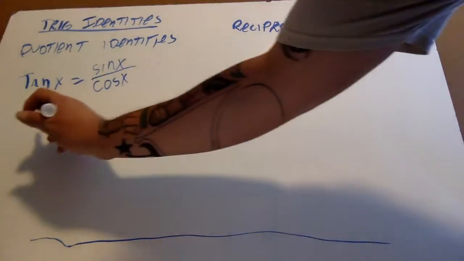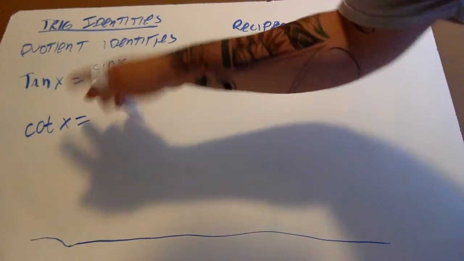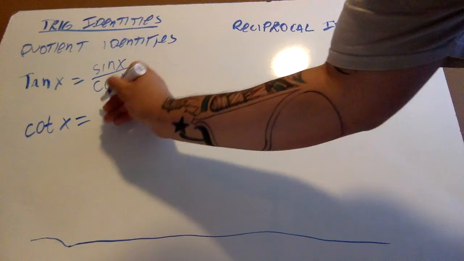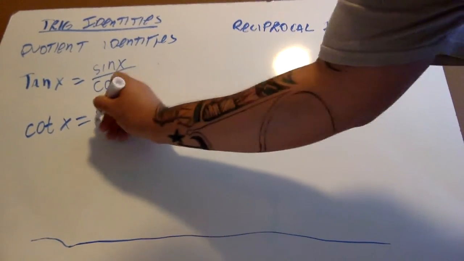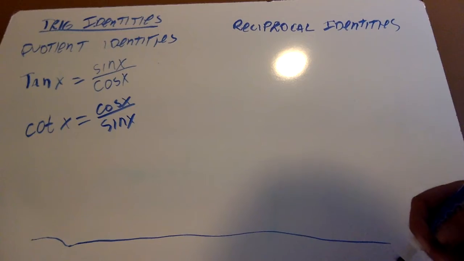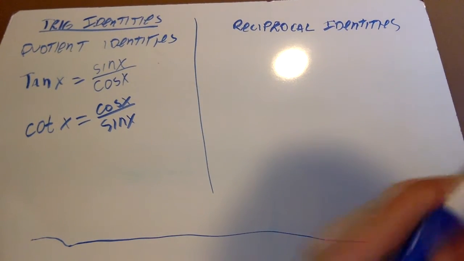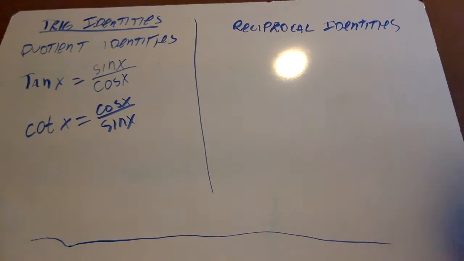Okay, and then the other one we have is cotangent x, which is the reciprocal of this. So this would be cosine x over sine x. These things we have to memorize. So these are the quotient identities, and then we have the reciprocal identities.